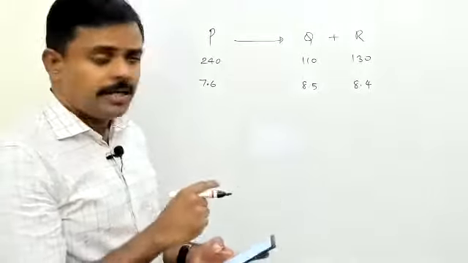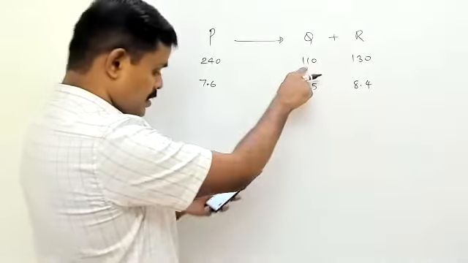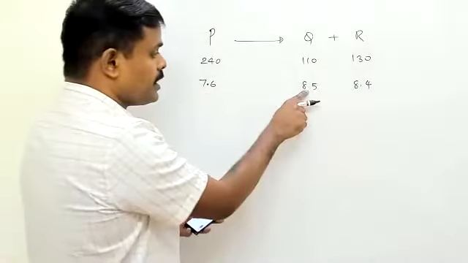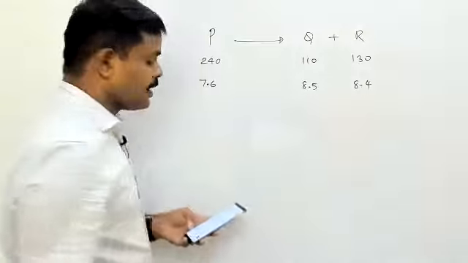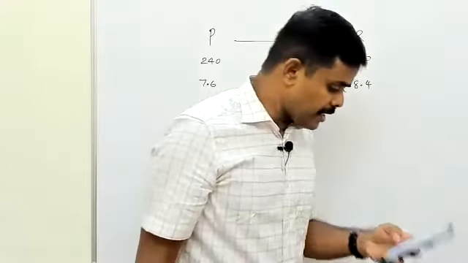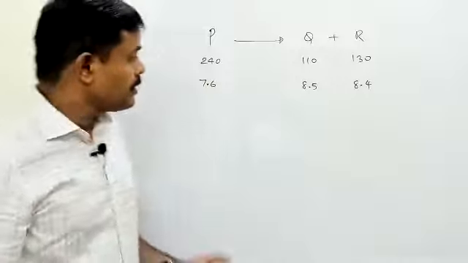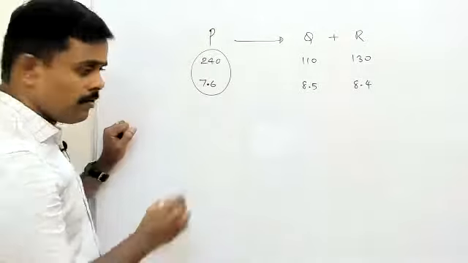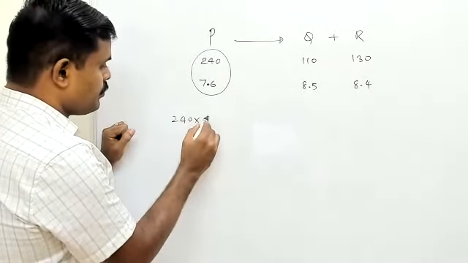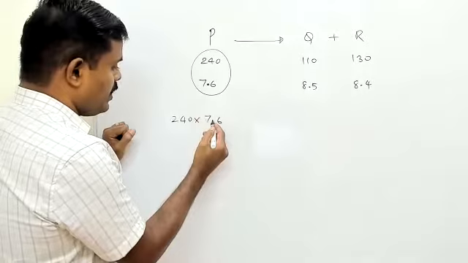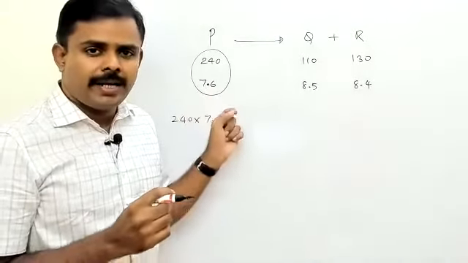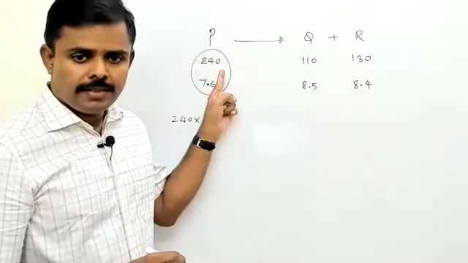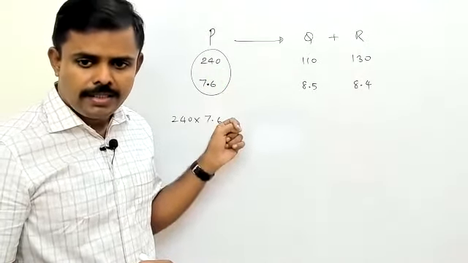And then during this process, the mass number here is 240, here is 110, here is 130; binding energy per nucleon is 7.6, 8.5, and 8.4. They are asking you to find the energy released. How do you find this? This is binding energy per nucleon, so I'm going to find the total binding energy on the left side. What is the total binding energy on the left side? 240 into 7.6. Why? 7.6 is the binding energy per nucleon, and this is the nucleon number. Mass number is also called nucleon number, right?